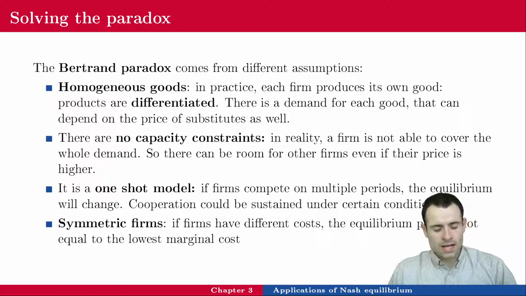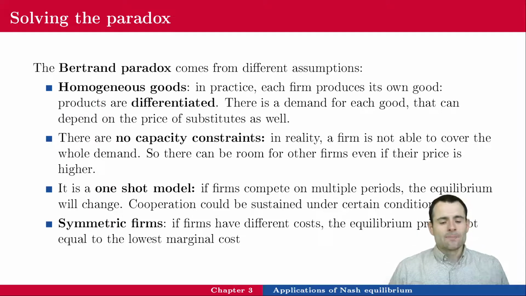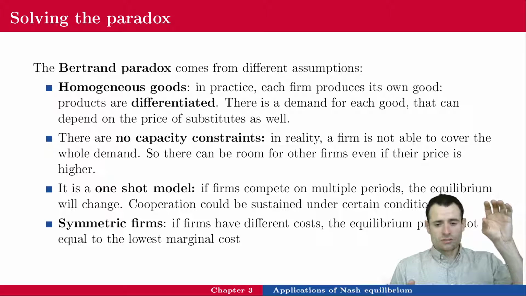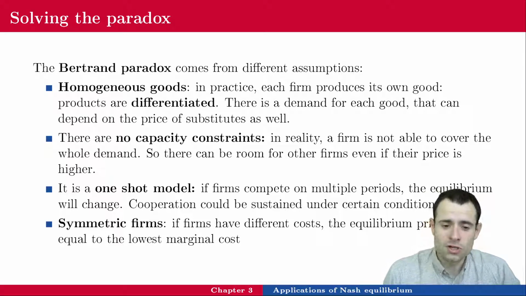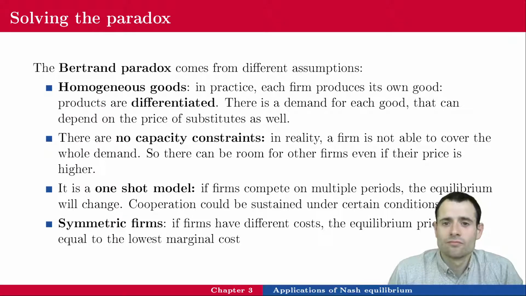The last assumption I made was that firms are symmetric in their costs. If firms have different marginal costs, then the equilibrium price is not equal to the lowest marginal cost. I'll let you think about it.